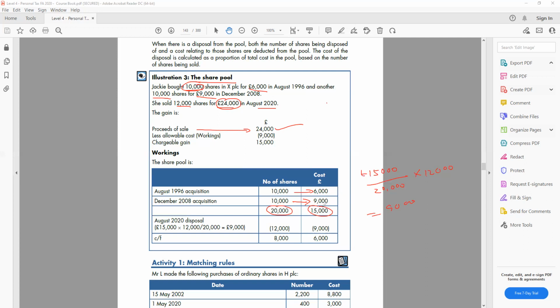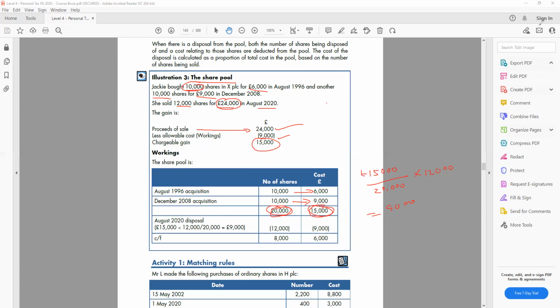Total cost 15,000, and total shares 20,000. So how much is the cost for 12,000? So 15 divided by 20 gives me the per share cost, times 12. It gives me the cost for the 12,000 is 9,000. If you minus the 9,000, we have a chargeable gain of 15,000.